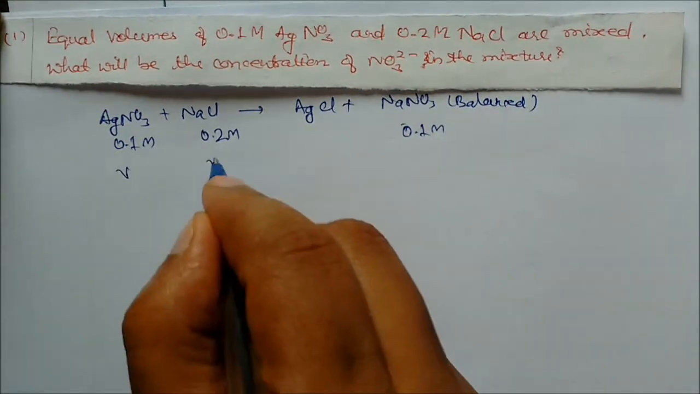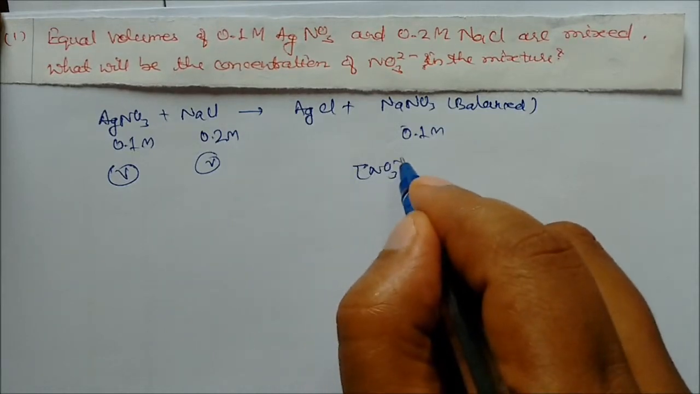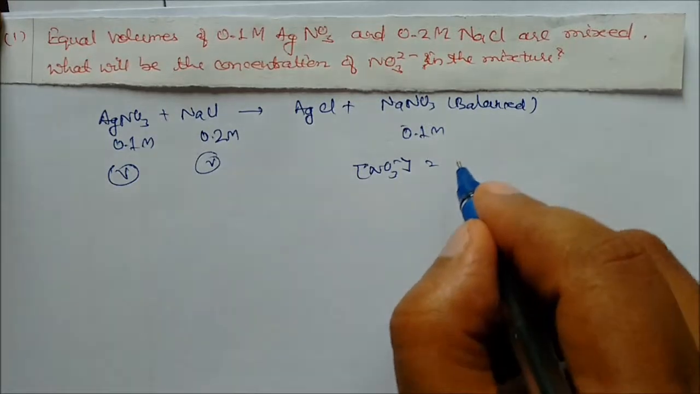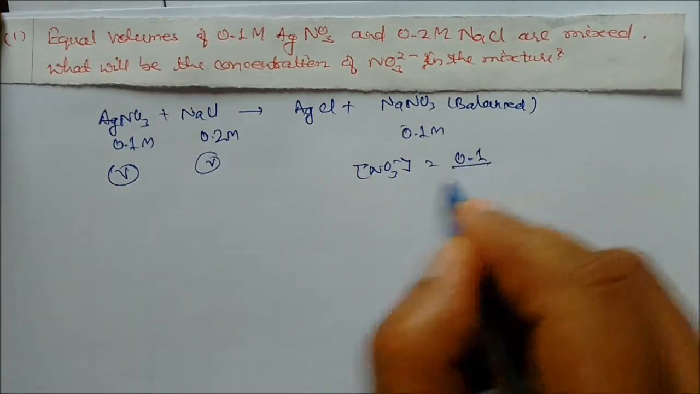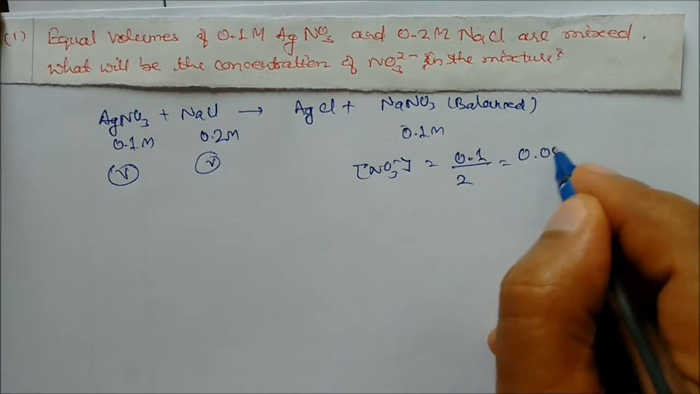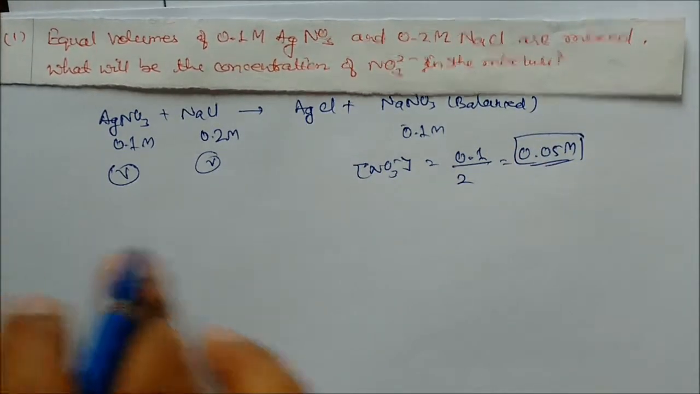So here there are two volumes. So the concentration of nitrate ion in the mixture will be, this will completely convert into sodium nitrate. So total concentration will be 0.1 and volume will be 2. So we will get here 0.05 molarity. So this is our problem.